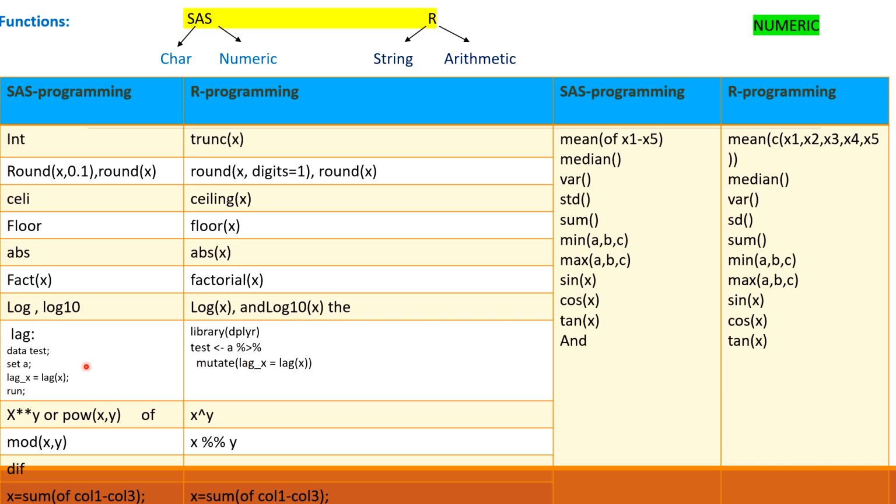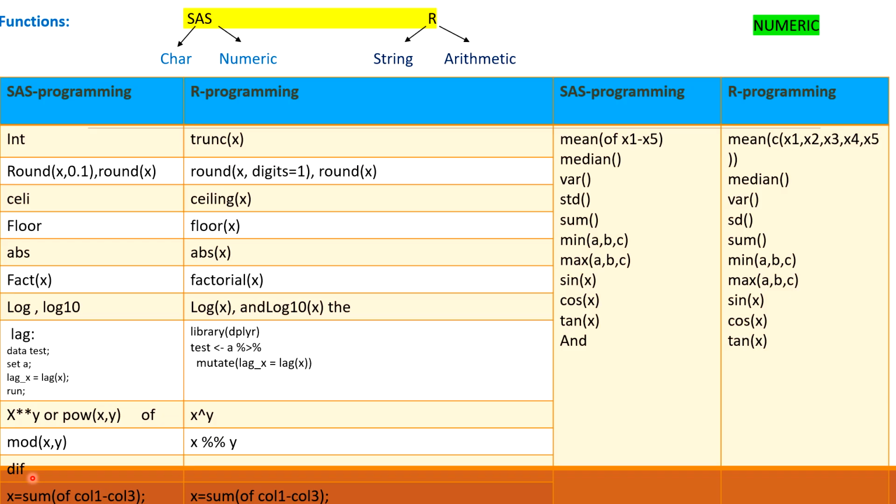So we need to use the pipe symbol and mutate by using the dplyr library. This is the code; I mentioned a small example for SAS programming code as well as R programming code. To compute a power, we will use x into y in SAS. In R programming, this code we need to use. The mode function we will use in SAS, but in R programming, to get the mode values, we need to use this function.